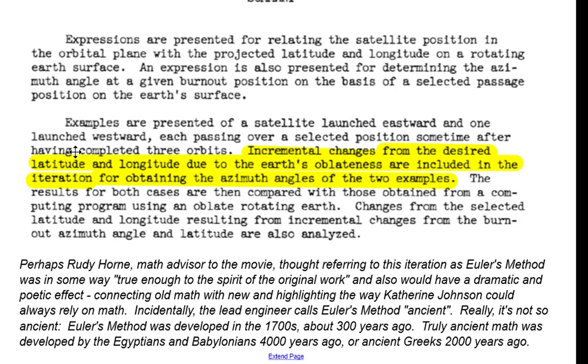Incidentally, the lead engineer in that scene calls Euler's method ancient. Really, it's not so ancient. Euler's method was developed in the 1700s, and by math standards, that's not ancient. That's about 300 years ago. Truly ancient math was developed by the Egyptians and Babylonians 4,000 years ago, or even the ancient Greeks 2,000 years ago. Euler's method is relatively recent in math standards, and a fundamental principle that's taught in differential equations, which is really part of calculus.